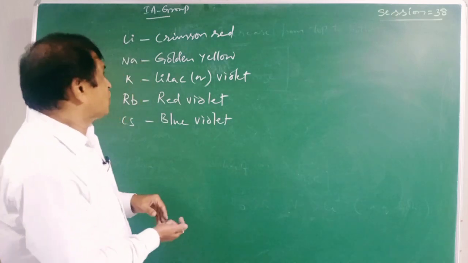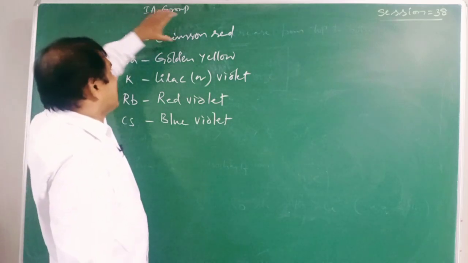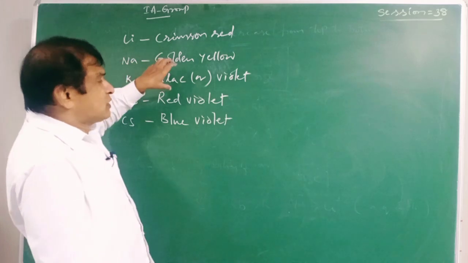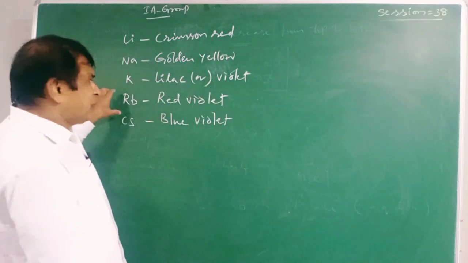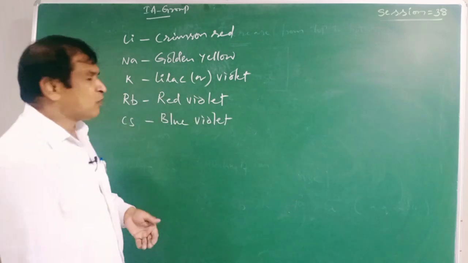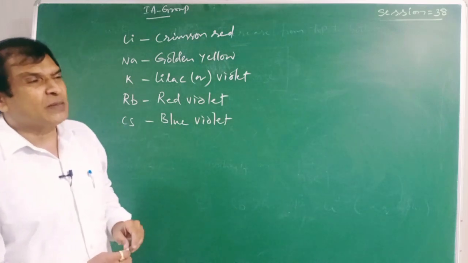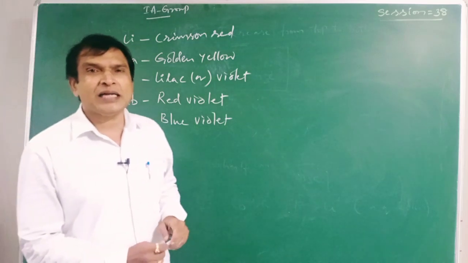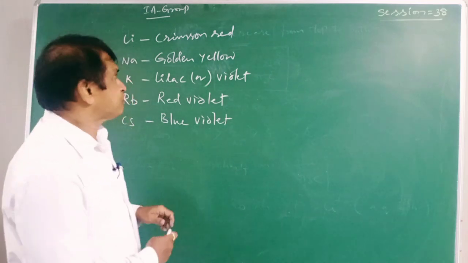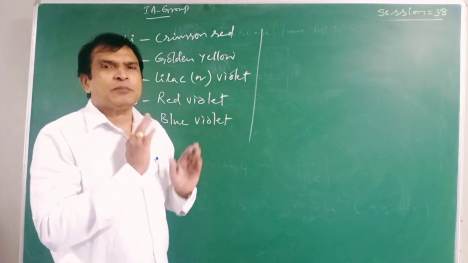So what is the color of lithium compounds? Lithium compounds give crimson red color, sodium compounds give golden yellow color, potassium compounds give lilac, that is violet color, rubidium compounds give the characteristic red violet color, and cesium compounds exhibit the characteristic blue violet color. That is the flame test of alkali metals. So with this we almost completed the general properties of alkali metals.